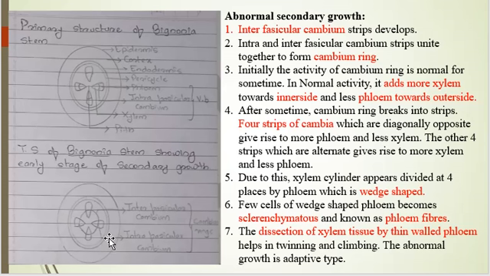Then after some time the cambium ring breaks into strips. फिर जो cambium ring है वो breaks हो जाएगी and they form strip-like structures. Then 4 strips of cambia which are diagonally opposite give rise to more phloem and less xylem. The other 4 strips which are alternate give rise to more xylem and less phloem.